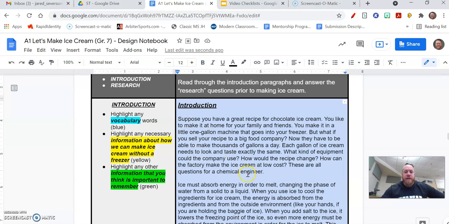Okay, so I'm going to start with the introduction here. Suppose you have a great recipe for chocolate ice cream. You like to make it at home for your family and friends. You make it in a little 1-gallon machine that goes into your freezer. But what if you sell your recipe to a big food company? Now they have to be able to make thousands of gallons a day. Each gallon of ice cream needs to look and taste exactly the same. What kind of equipment could the company use? How could the recipe change? How can the factory make the ice cream at low cost? These are all questions for a chemical engineer.